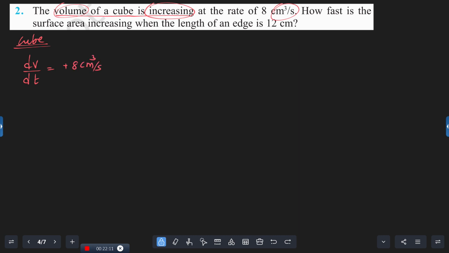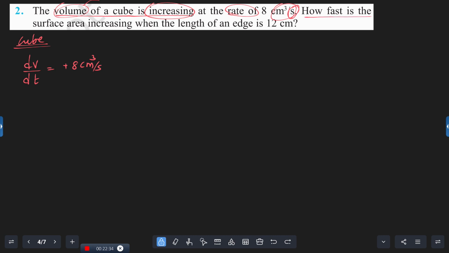Sir, what is given that you write? Read the question. Volume of cube is increasing at the rate. At the rate means dV by dt. How am I writing dV by dt? Volume means dV. T, how did I give? Time. So dt. Understand? dV by dt.